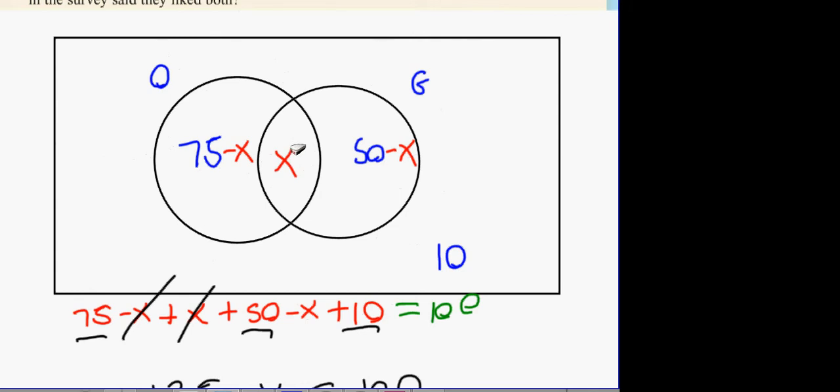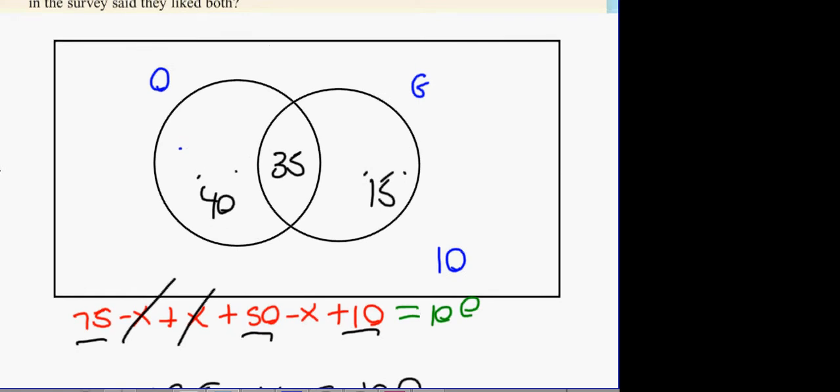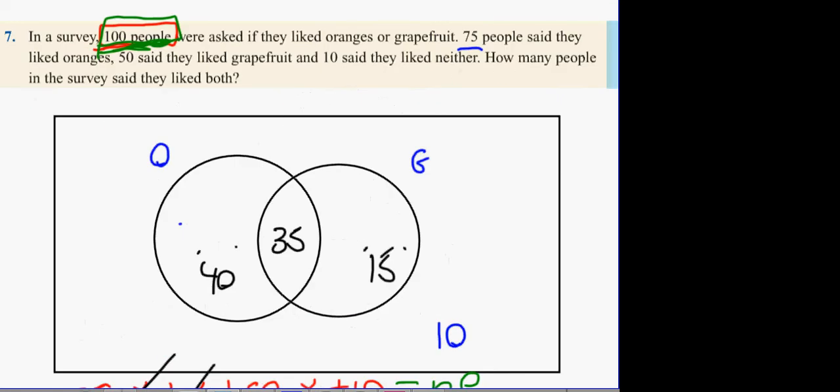Luca, if x is 35, what are the numbers here then? This is 35. What's this number here? 40. And this one here? 15. So I'm not actually meaning to put in x's, I just mean to strike them off. Okay, there's our results. How many said they like both? What's the answer? 35. Okay, not too bad.